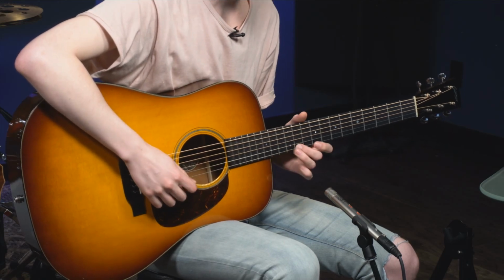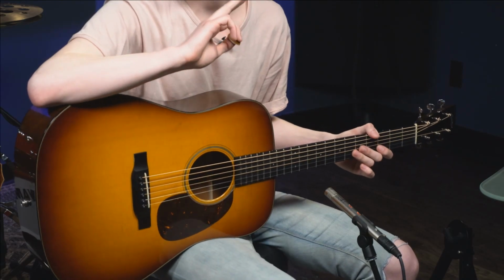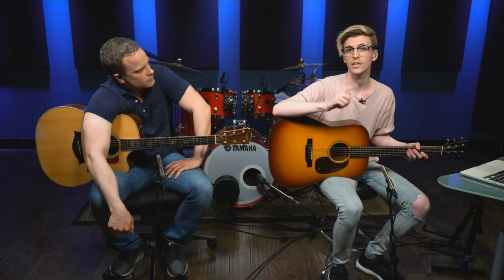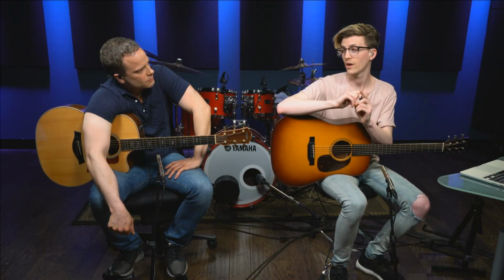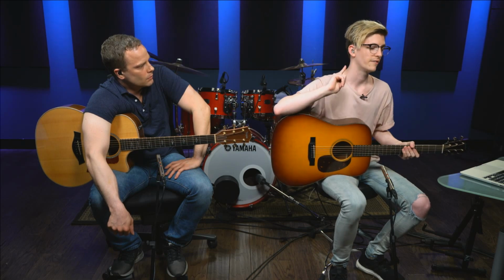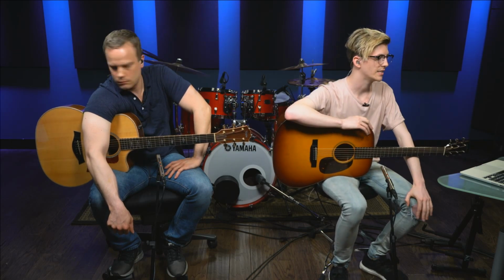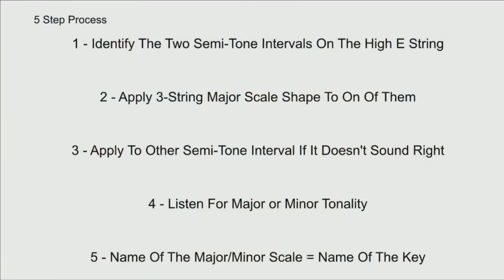So there's only those 2 spots. That means that when I'm looking for a key, I look for that tiny little interval, and that kind of lets me cheat and skip a bunch of steps for finding the key. So the first step, which is on the second page of the PDF, is to identify the 2 semitone intervals on the high E string.